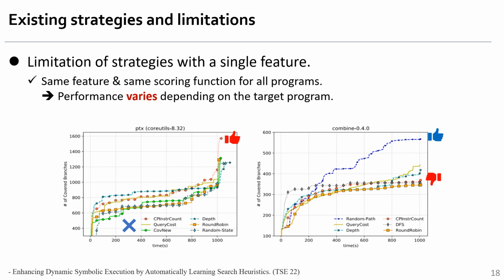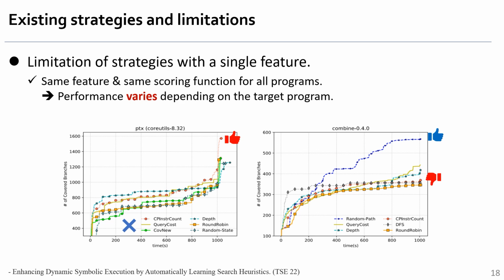They used quite a simple design, and because of that, the single feature strategies have clear limitations. They always used a fixed feature and a fixed scoring function regardless of the target program, and this results in varying performance depending on the target program. The plots on the slide contain code coverage results of various strategies and show the top 6 of them on two different programs, PTX and Combine. On PTX, the red strategy achieved the best performance, but it ranked 4th on Combine. And in opposite, the blue one, the first strategy on Combine, is out of the top 6 on PTX. This shows very unstable results.